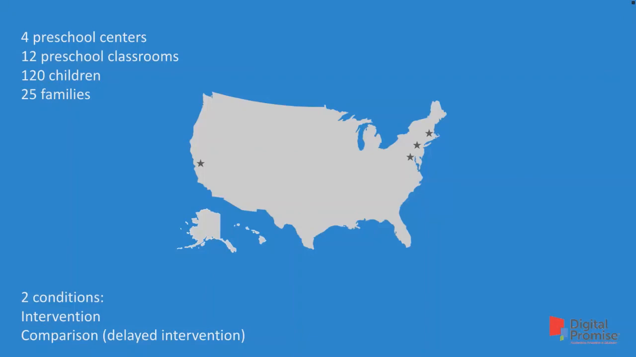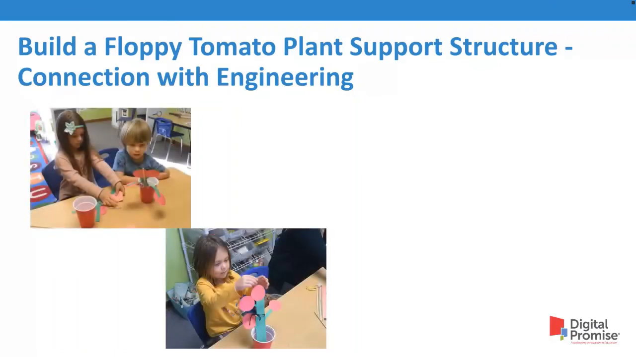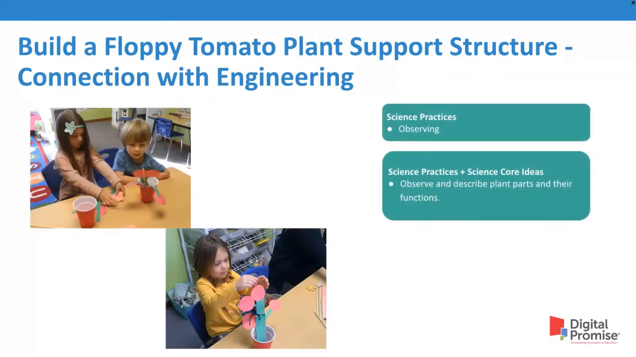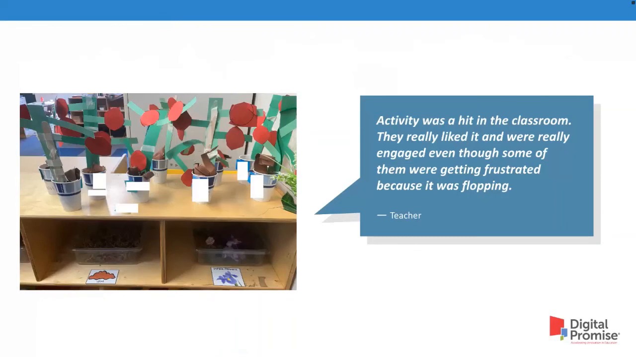In this activity, children build a model of a tomato plant, showing the parts of the plant. They design, test, and revise a support structure that will keep a model tomato plant upright. One teacher shared some feedback on this activity. While the activity was a hit, the teacher found that some children struggled with designing a support structure that worked. She then modified the activity to better scaffold this for the next group of children.